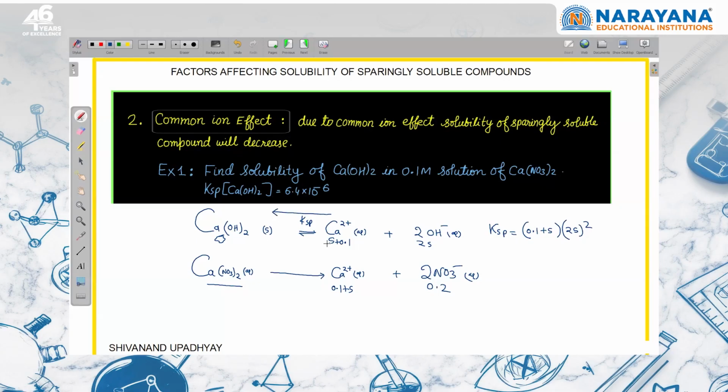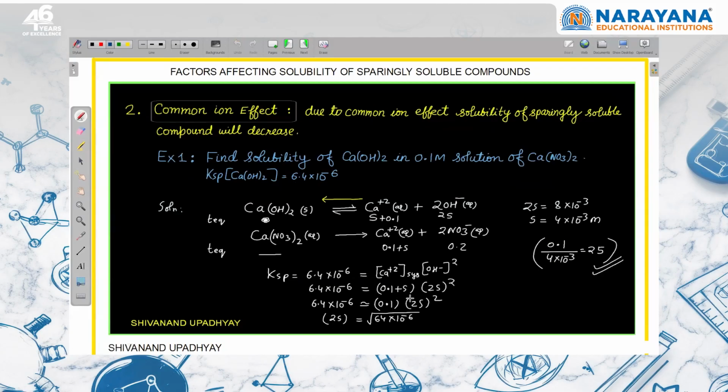So the value of S is small, and due to common ion effect, this is going to be further small. That's why we can take approximation and solve. We can write that KSP is equal to 0.1, neglecting S with respect to 0.1, into 2S whole square, and we can solve these types of problems. So you already know about this, right?